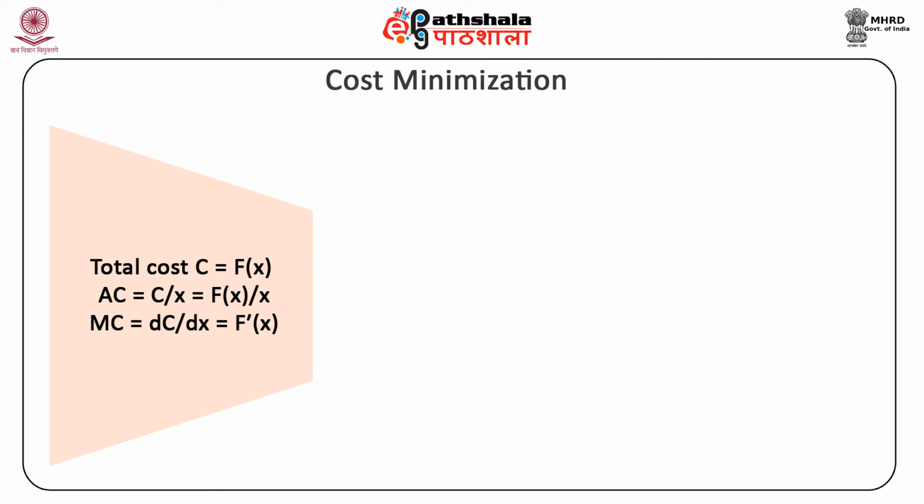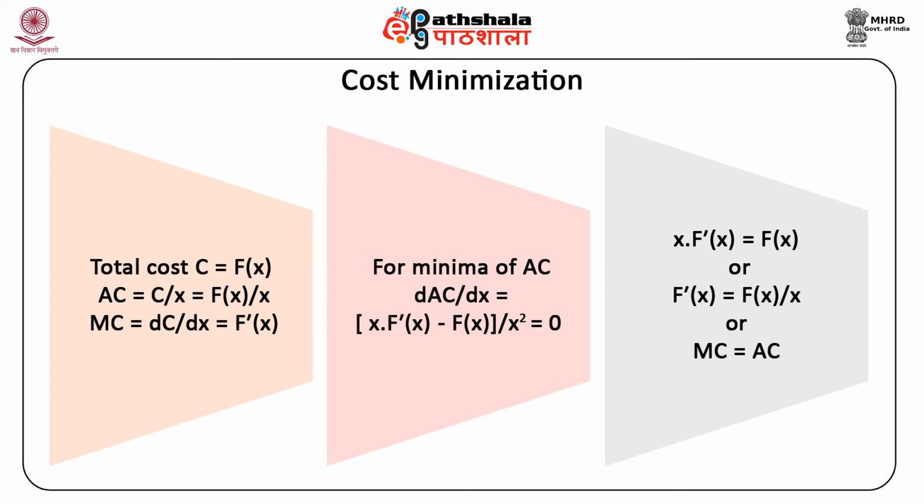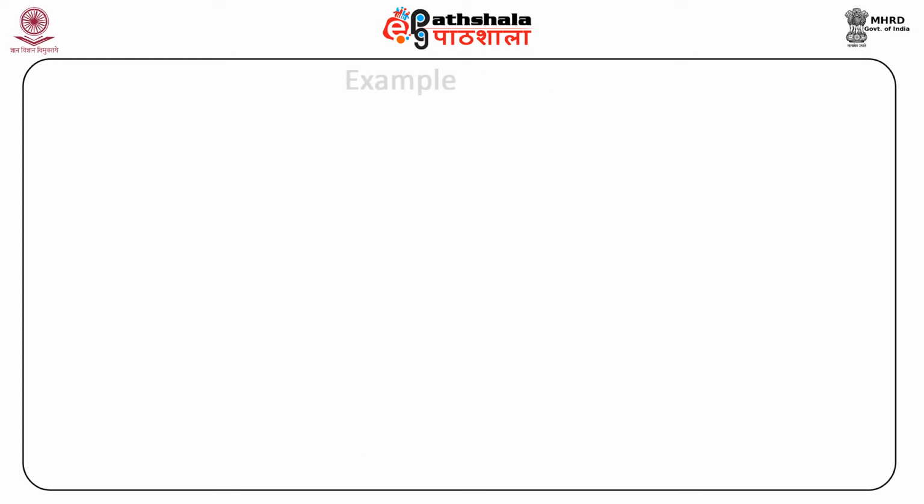If total cost is a function of x, then we can define AC or average cost as f(x) upon x and marginal cost MC as f'(x). Very often we are interested in finding the level of output that gives the minimum AC. For minima of AC, we have dAC/dx equal to 0, which implies that MC is equal to AC. Hence, marginal cost is equal to average cost at the minima of the latter. Let's study a related example of minimization of cost.